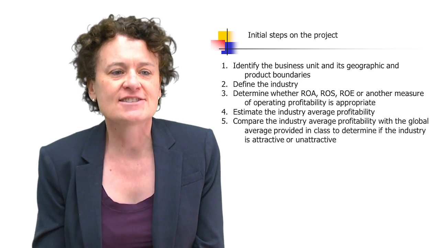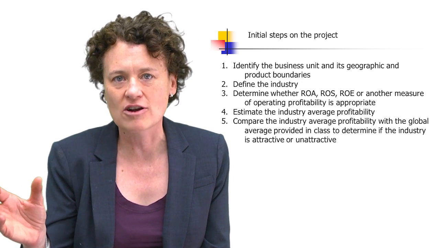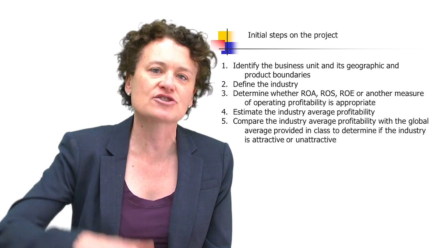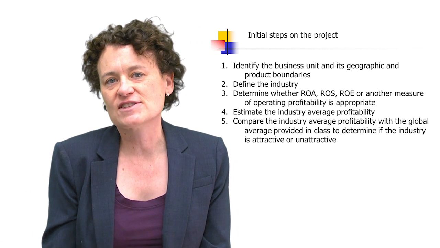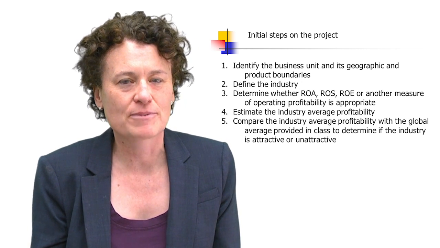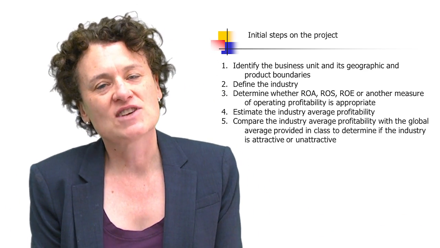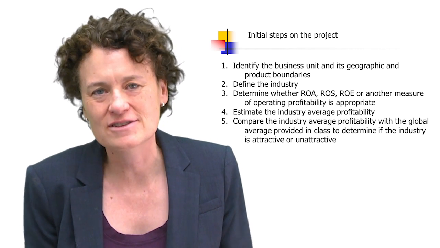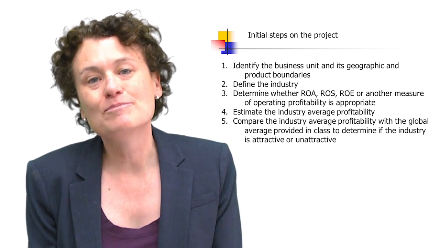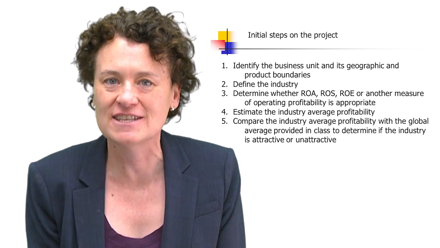The fifth step is to compare the industry average profitability on whichever metric you've chosen, ROA, ROS, or ROE, with the global average that I provided you with in class to determine if the industry is attractive or unattractive. So let's say, for example, that you're looking at General Electric and white goods globally. You're using ROA as your measure of performance. And let's say you come up with an estimate for the industry as a whole. It counts for General Electric as well as its rivals, Westinghouse and others. And let's say you come up with an estimate of ROA for that industry that's about 10%. Well, that's well above the ROA that we discussed in class. So you would conclude that that's an attractive industry.